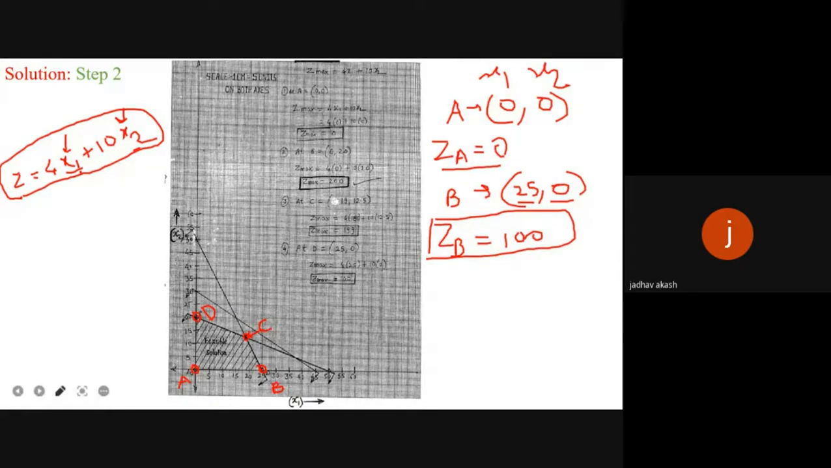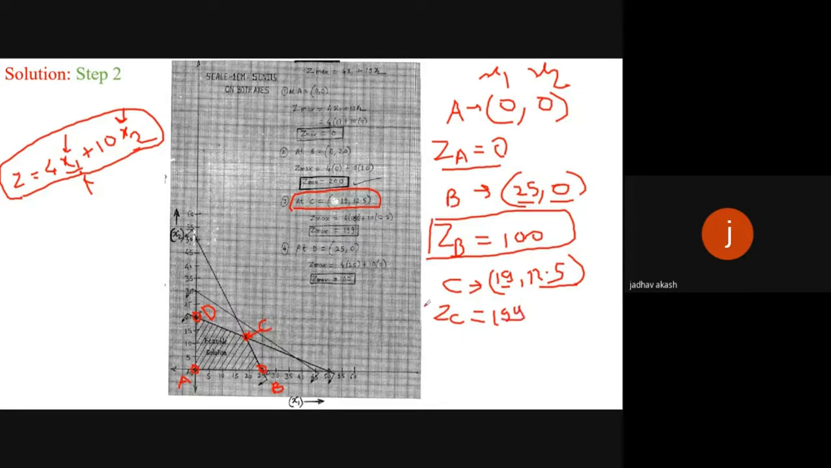Similarly, find out the coordinates of C. For C, x1 is coming 19 and x2 is 12.5. This is what I have got. You can check out what you all are getting. So if we put this x1 and x2 here in this equation, z at C, you should be getting 199.